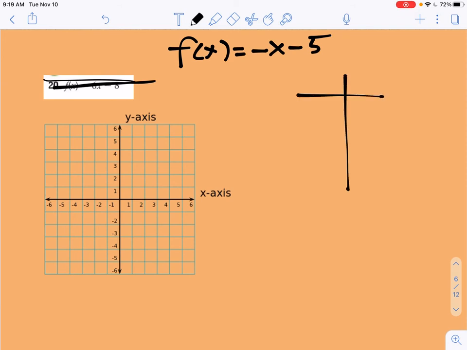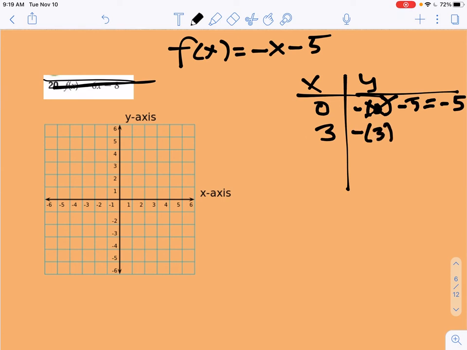So we're going to do our same thing with our x, and I'm just going to write y here because hopefully you got the idea that f of x and y are kind of interchangeable. If I put 0 in, I get negative 0, which is just 0, minus 5. That goes away, so that gives me negative 5. Now, if I put in another positive number, like 3, that's going to give me negative 3 minus 5, which is negative 8.